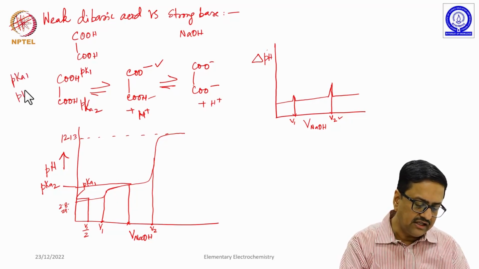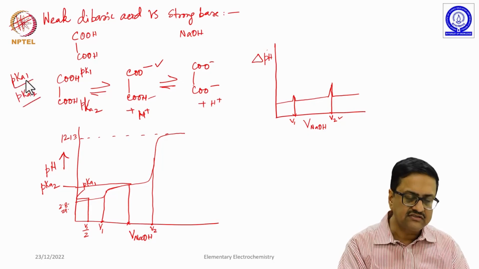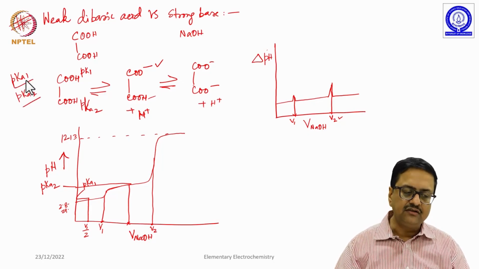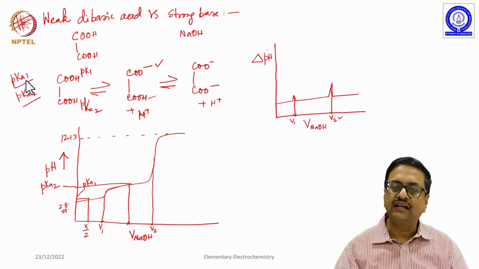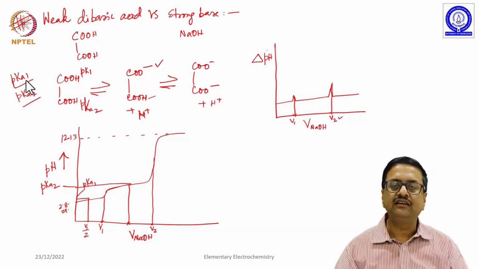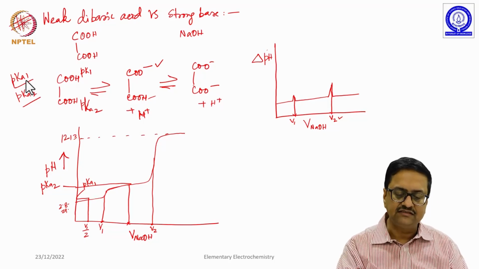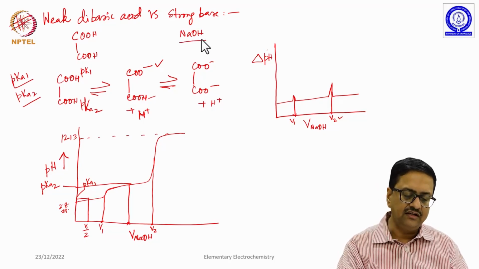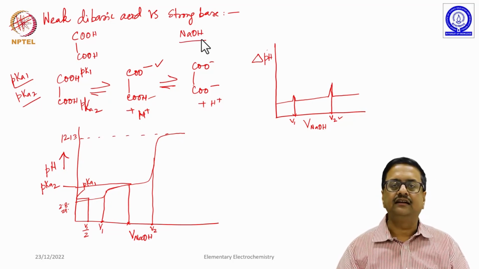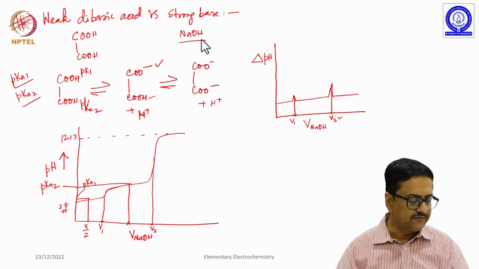So, using this experiment, one can determine the pKa1 and pKa2 of oxalic acid if you do the experiment very carefully, and one can of course also get the equivalence point or neutralization point. So, one can estimate the concentration of an oxalic acid solution using NaOH, or in the reverse way, one can standardize NaOH using a standard solution of oxalic acid.